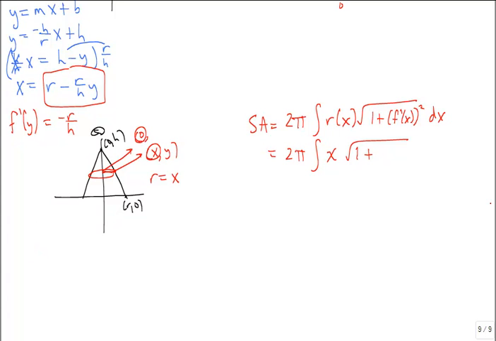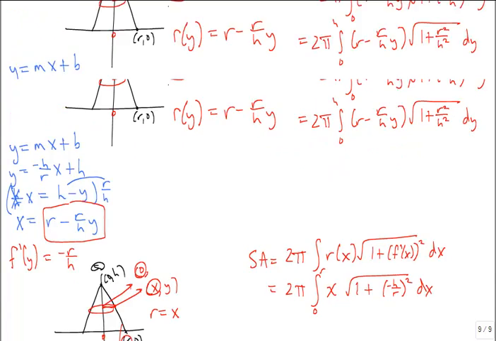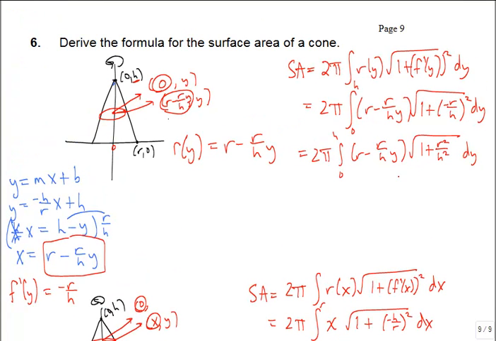Well, remember the equation of this line. It was our slope, which was negative h over r times x, plus our b, which was h. So the derivative of this is just that slope, negative h over r. So that's what I would use right here. And my bounds for x are from 0 to r. So this is what the integral would look like using x's. This is what the integral would look like using y's.